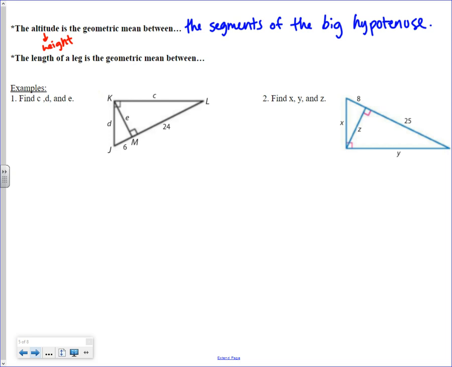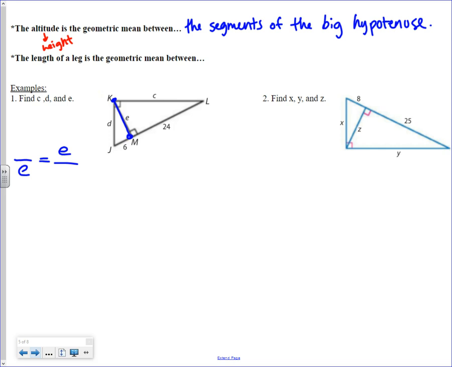KM. Does everybody see KM? And that would be the height. Agreed? That is E, correct? So from what I just wrote up there, E would be the geometric mean between the segments of the big hypotenuse.